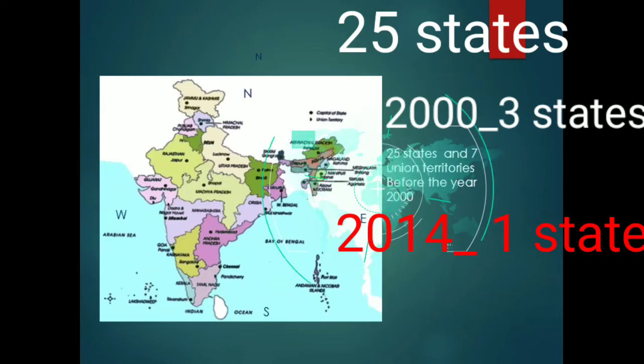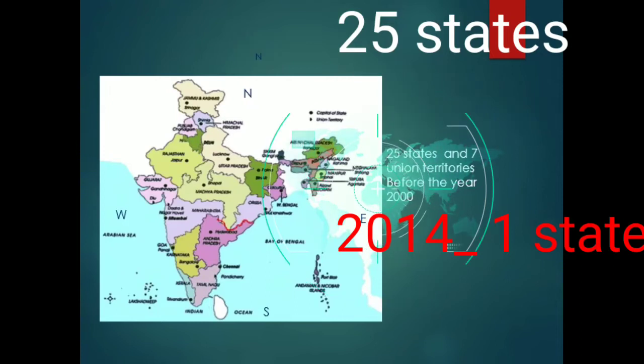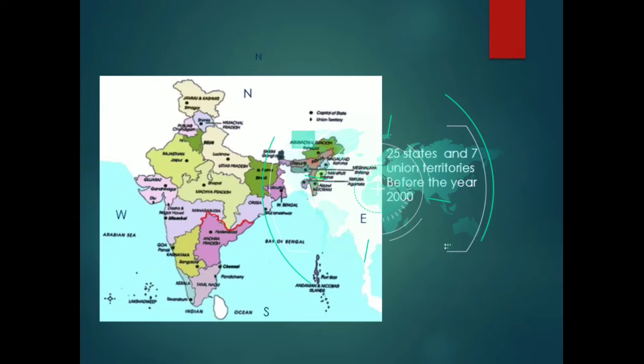First, let us see all 25 states. Later, we will see the newly formed 4 states. This is the state Andhra Pradesh, before its bifurcation, meaning unified Andhra Pradesh.